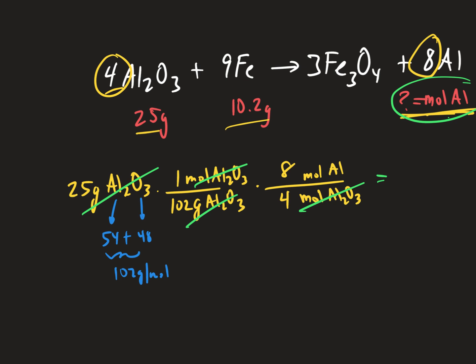Start with 25. Divide by 102, because it's on the denominator, sorry. 0.49? Do I have a second? All right, okay. 0.49 moles of aluminum. Is that my answer?